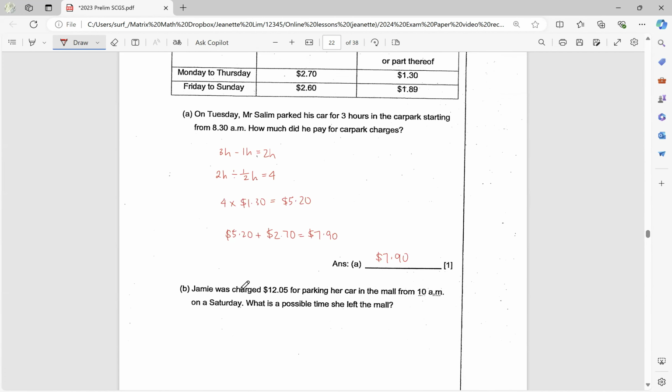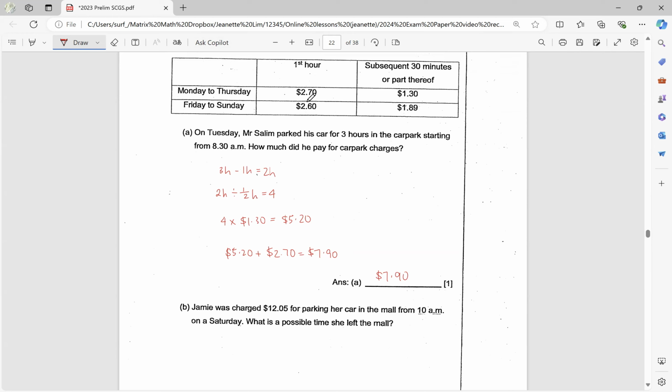For part B, Jamie was charged $12.05 for parking her car in the mall from 10 a.m. on a Saturday. So what is the possible time she left the mall? If it's Saturday, we use the second column. $12.05 is definitely more than 1 hour, because the first hour is 260. Let's minus it off and see what's left. $9.45.